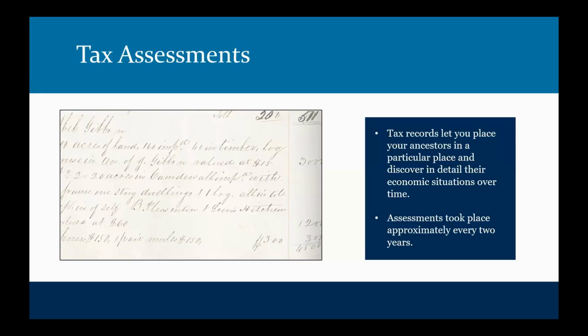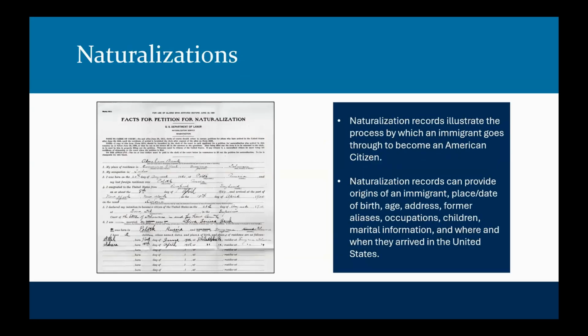Tax lists are especially welcome as a replacement for records in areas where we have suffered census loss, such as the 1890 census. And even sometimes when census records are complete, you can use tax records to fill in the details. Naturalization records. They illustrate the process by which an immigrant goes through to become an American citizen. Records such as a declaration of intent, petition for citizenship or naturalization, certificate of arrival, and certificate of naturalization offer documentation that provide an abundance of information on family origins.